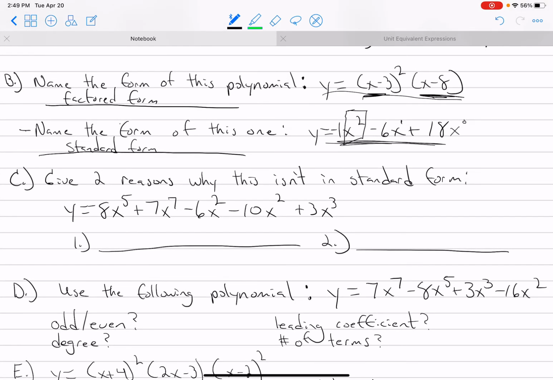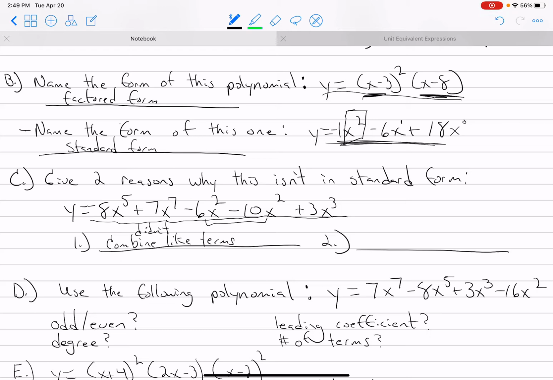C, give me 2 reasons why this right here is not in standard form. Pause it. Figure out 2 reasons. Why isn't this thing in standard form? Cool. You just did that. And the first thing you noticed was that they did not combine like terms. Negative 6x squared and negative 10x squared should have been negative 16x squared.